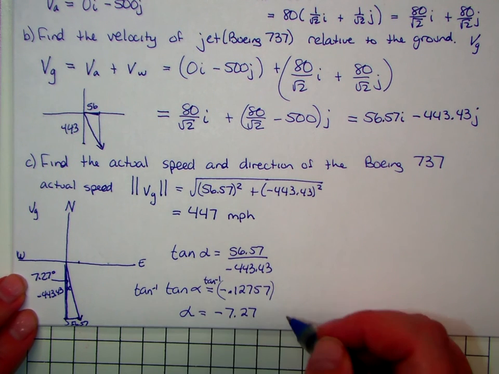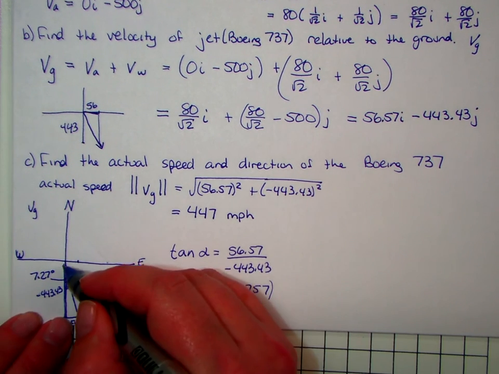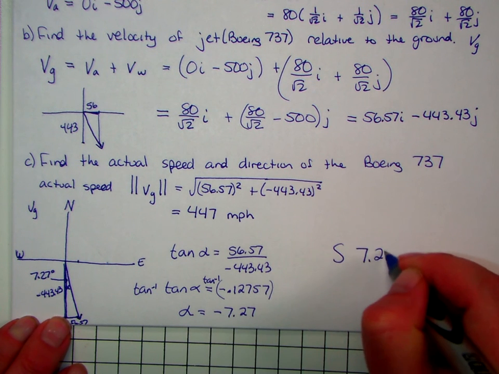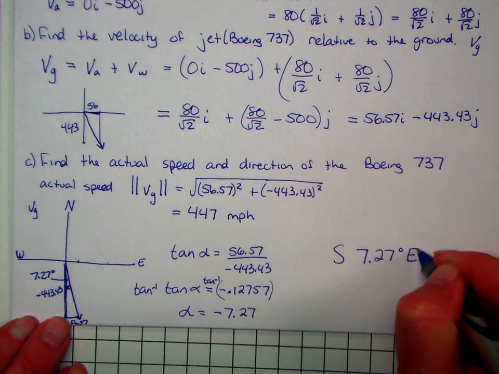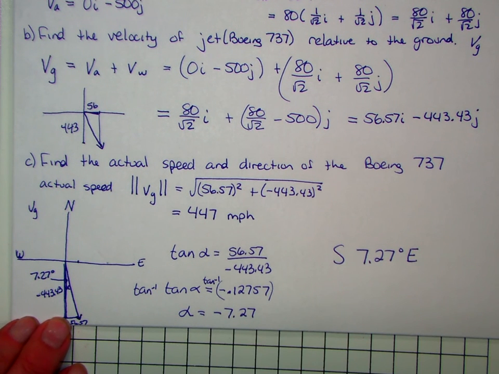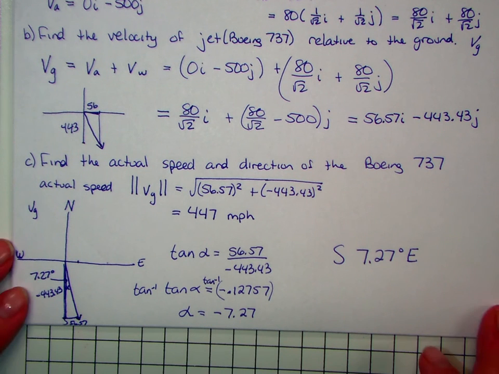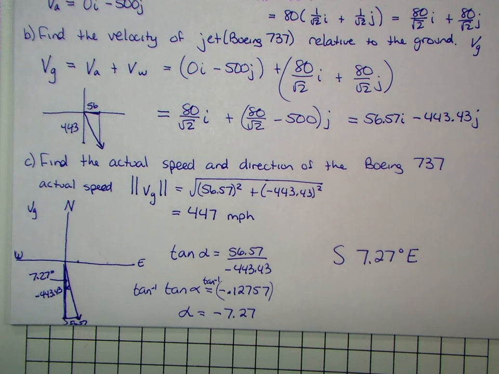So the direction of the airplane is flying south 7.27 degrees to the east. It's not flying due south anymore. It's got pushed 7 degrees to the east off course. All right, I really like this question. It just had a lot of writing to do, and so that I could do it quickly, I just wanted to get all the handwriting down first. All right, that completes 9.4.